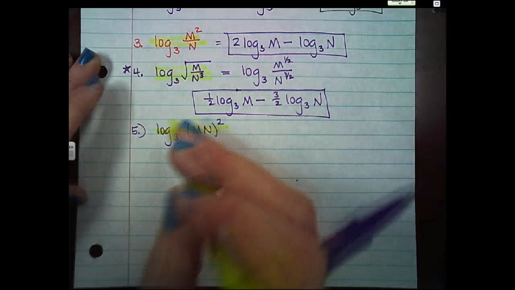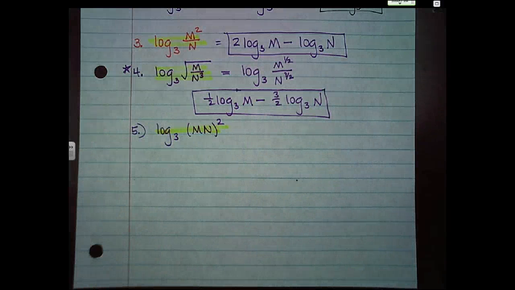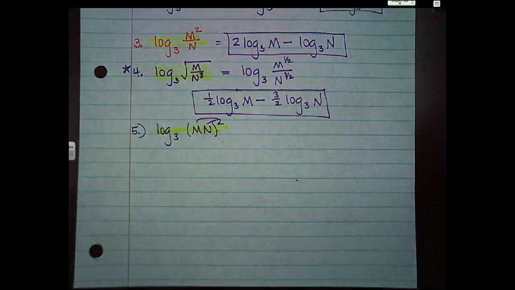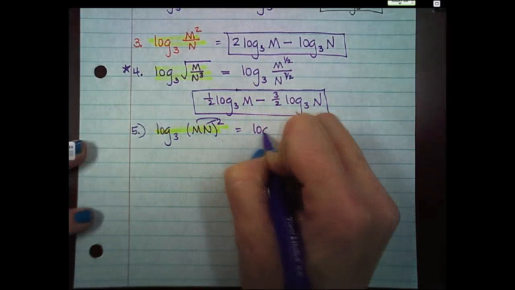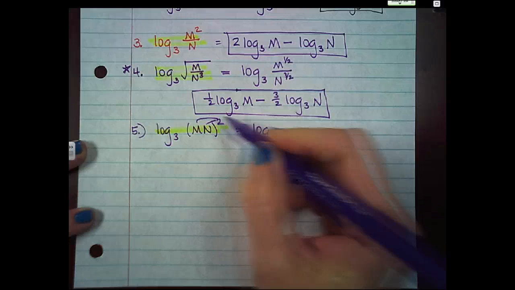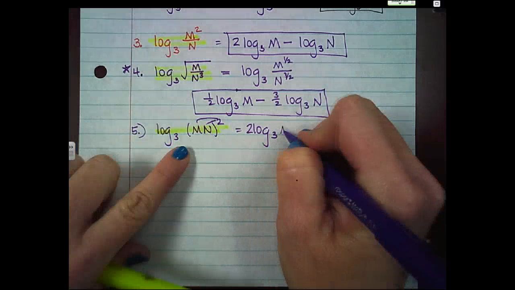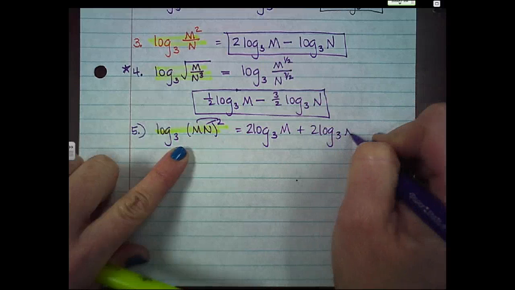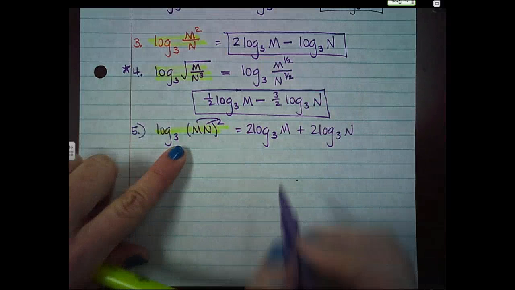When you raise the power of something and they're in parentheses, remember the 2 applies to both. The 2 applies to the m and the n. Don't forget that. Okay? So when you write it out, it's multiplication, so you're going to write it as addition. So it's the same thing as log base 3, oh, I forgot my 2. So 2 log base 3 m plus 2 log base 3 n. The 2 applies to both.